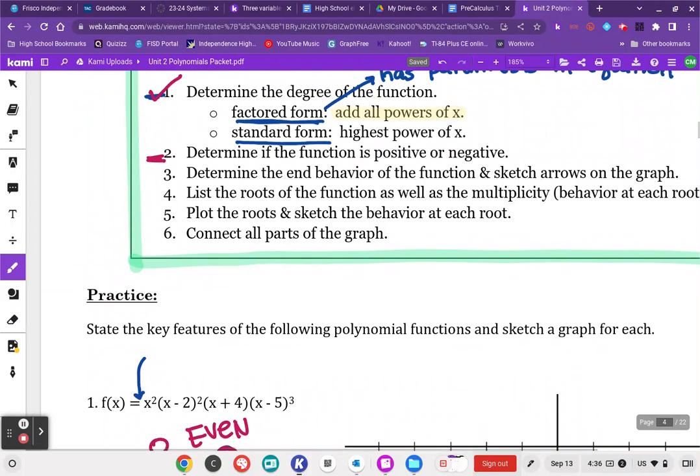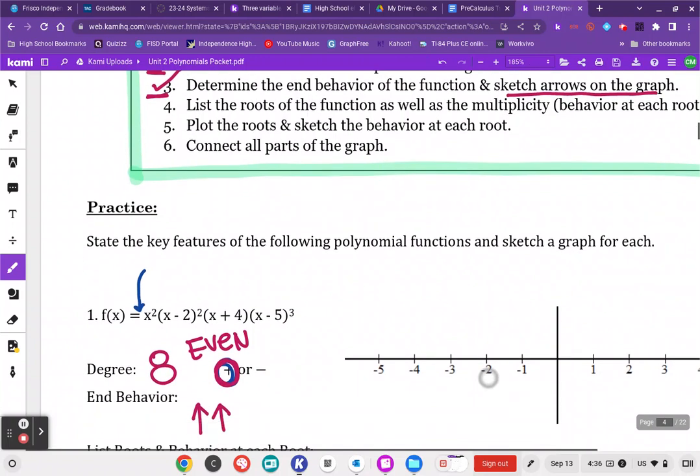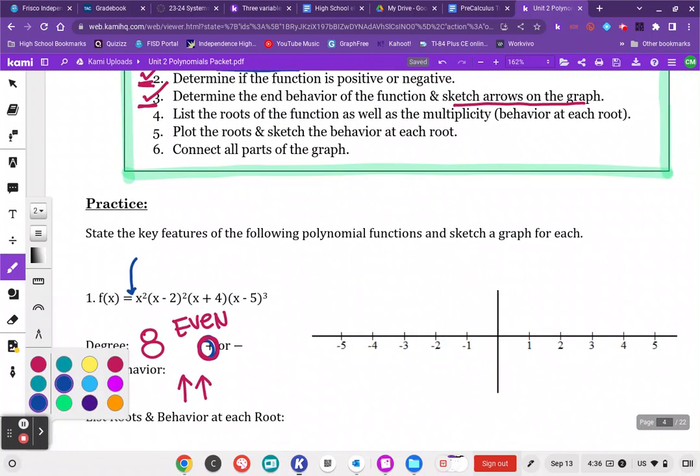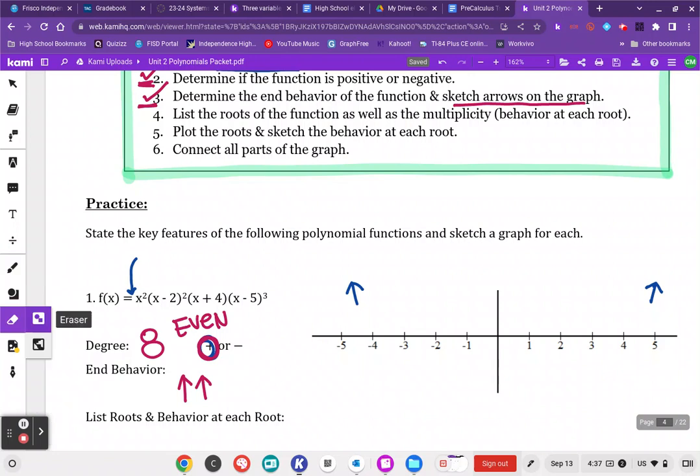So let's check these steps again. I did this, determine the end behavior. I did that. It's up. Sketch the arrows on the graph. So that's just a little helpful thing for me when it gets to be time for me to draw the actual curve. If I have these already there, then I know where I need to begin and end when I get ready to draw my graph.